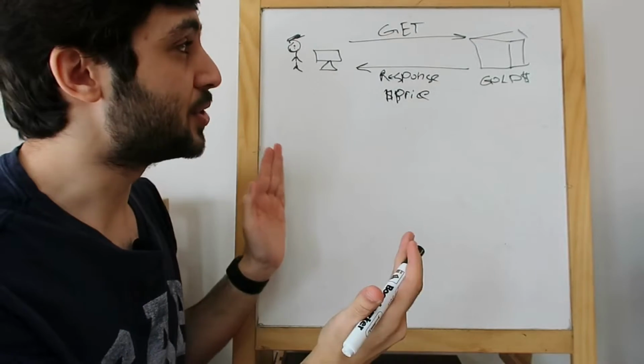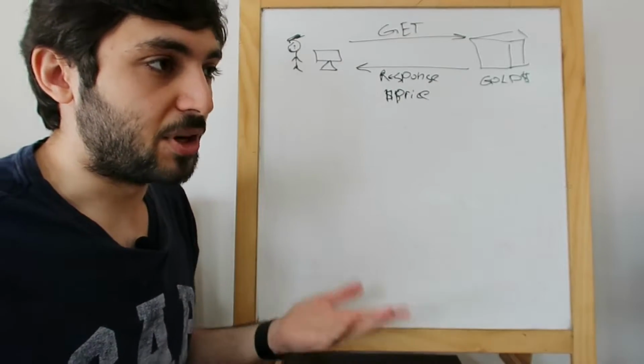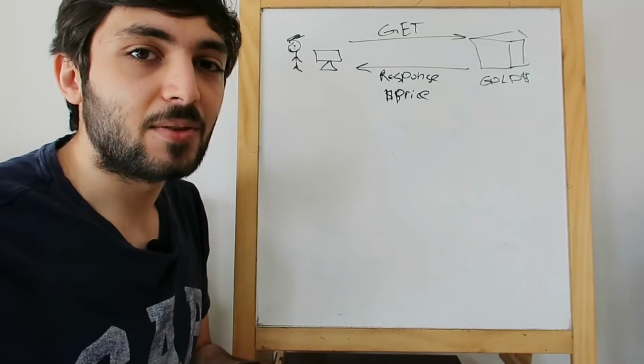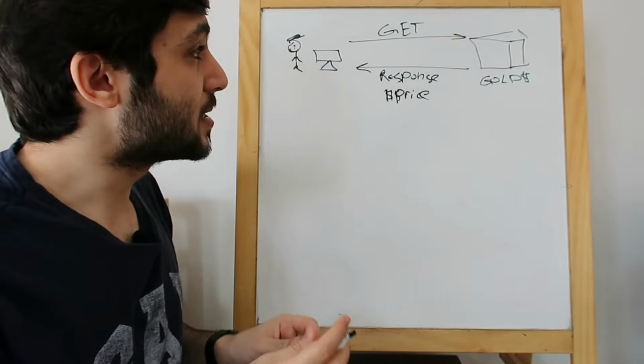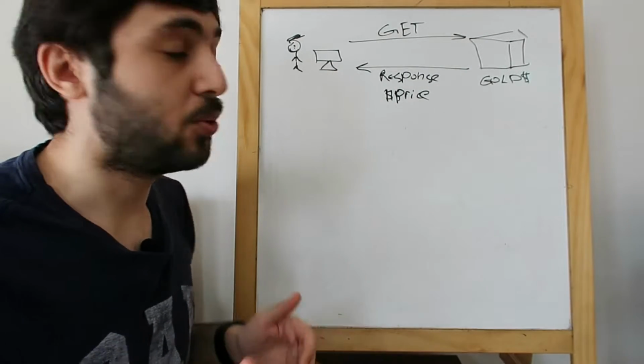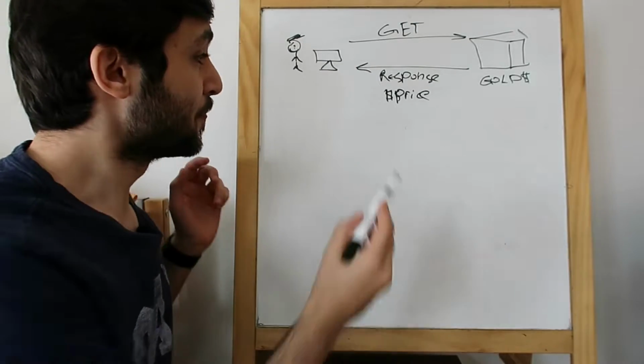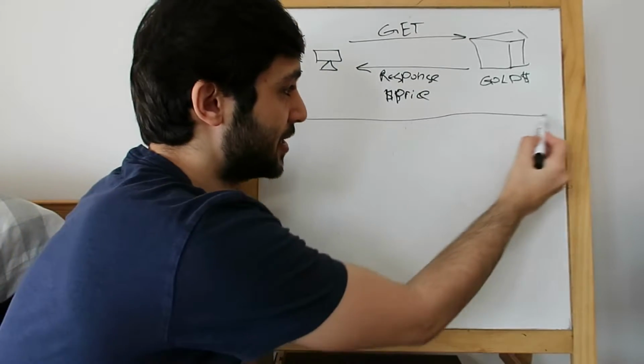This is not the only usage of the API. There is much more than that for API usage, but this is the most basic one, and this is how you understand APIs. Okay, so let's move on to the other example.